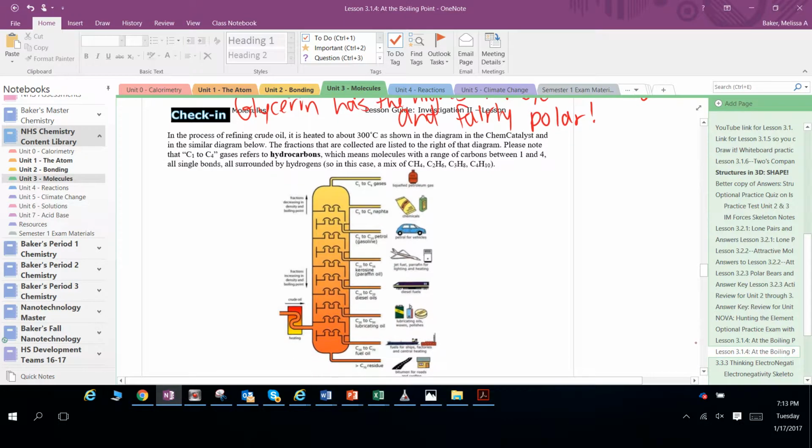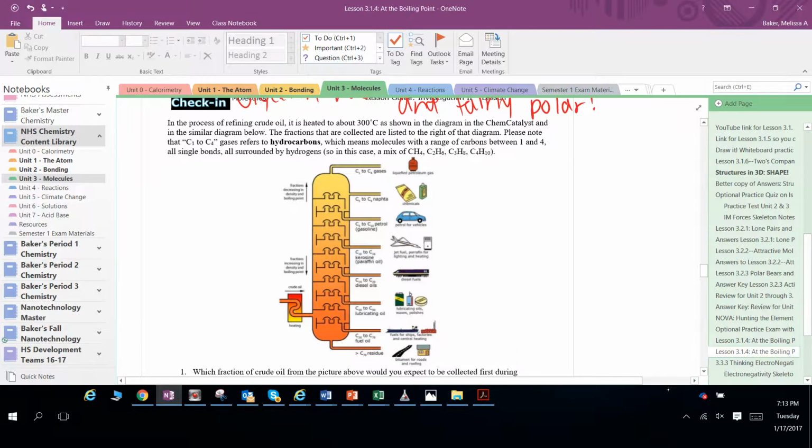And then let's take a look at some of these check-in questions together. So when you are refining crude oil, what they do is they heat it up, and they have even fancier equipment than we did, where they can basically separate out based on the temperature of the different hydrocarbons. Depending on the boiling point of them, certain things will come out first. So just like we did today, only they're doing it with a mix of many, many more things.